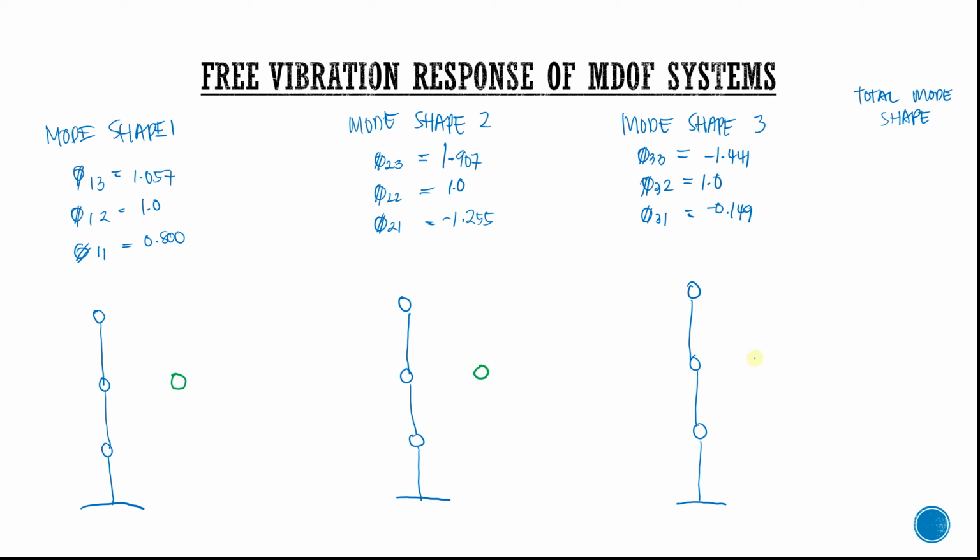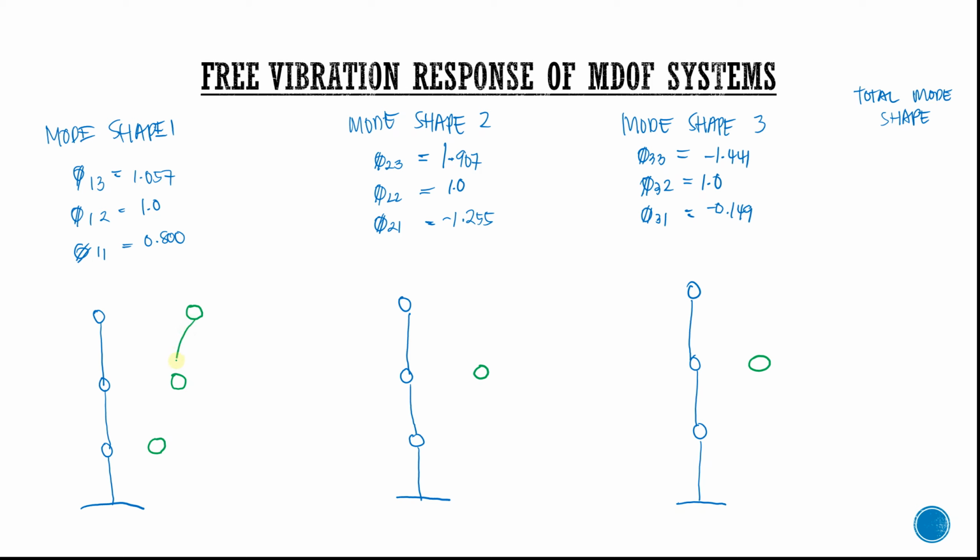So therefore, our mode shape for the second floor will look like that one. For mode shape 1, our third floor is 1.057. So that means it's just past the shape of the second floor, so that will be around there. And for the first floor, that is 0.8. So that is within 1. So the mode shape 1 for the first floor will look like that.